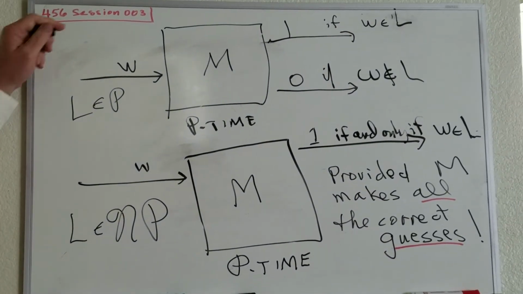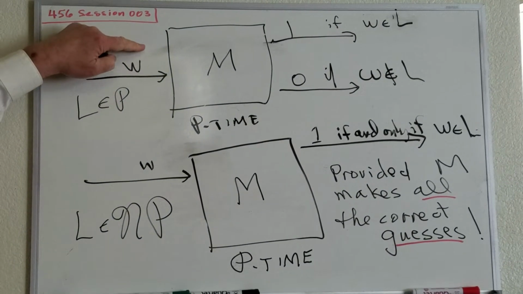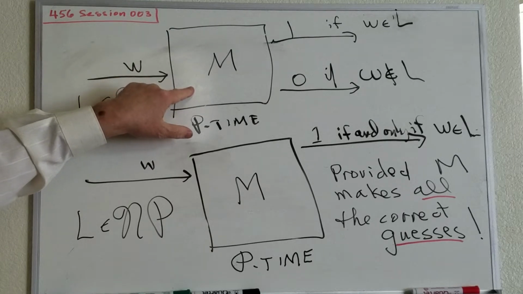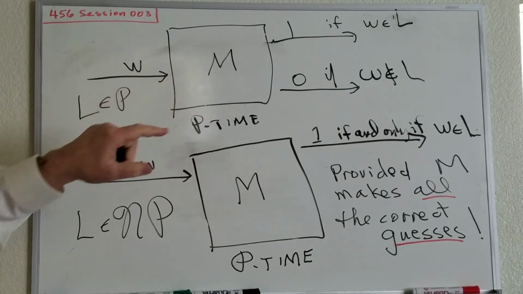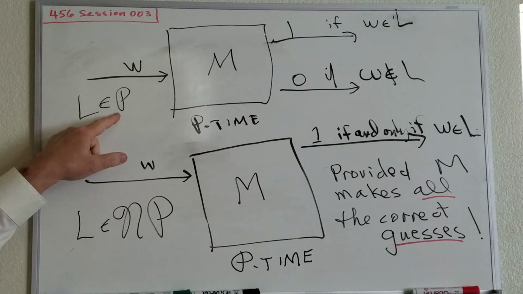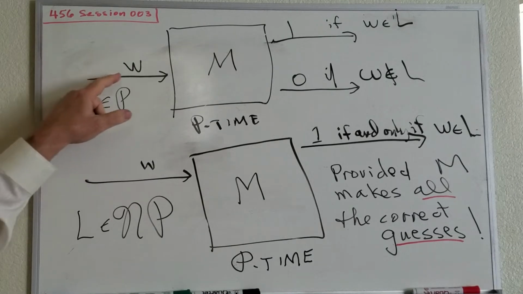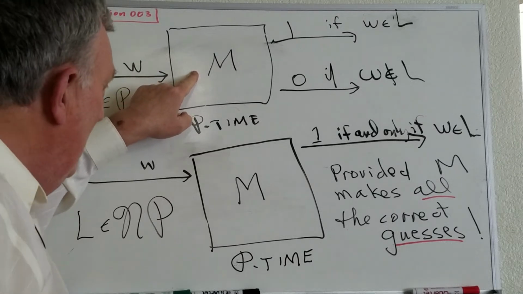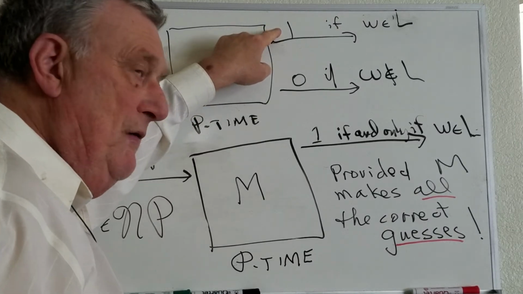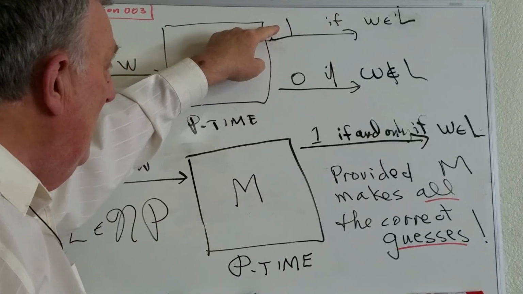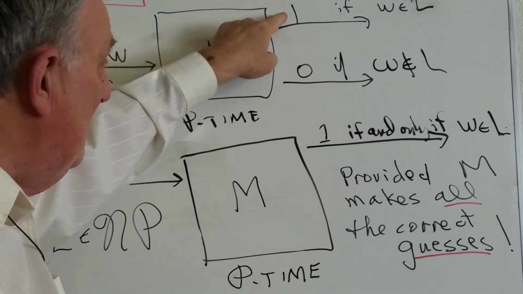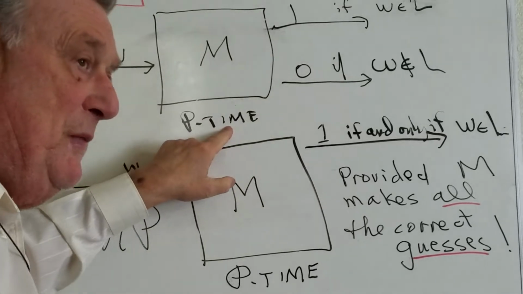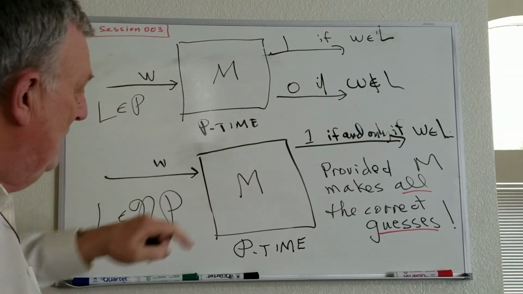For example, here's another way to explain this. If a language is in the class P, and we input a string, there is a deterministic machine which gives you a 1 if the string is in the language, and a 0 if it's not, and takes only polynomial time to do that.